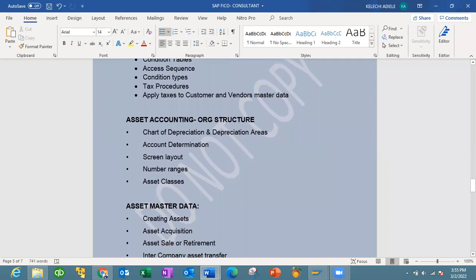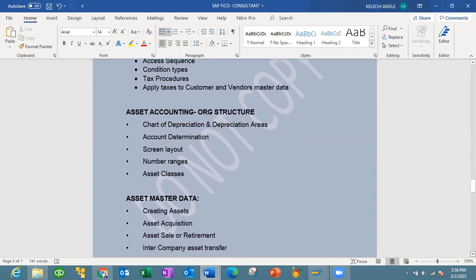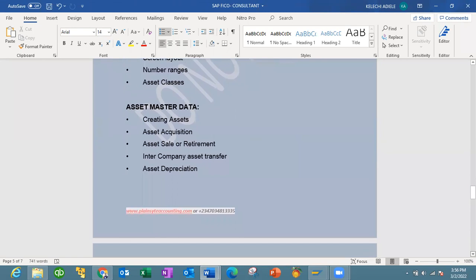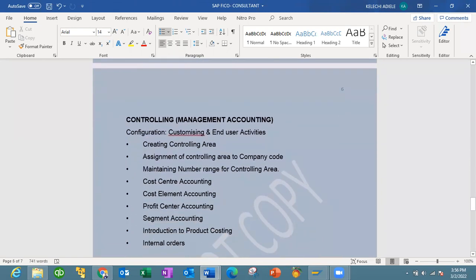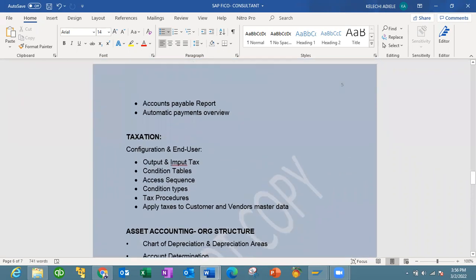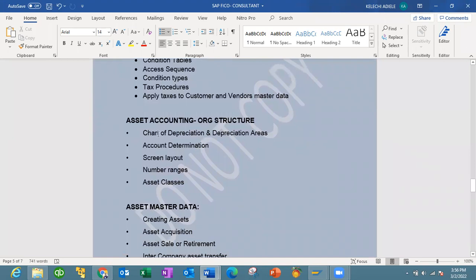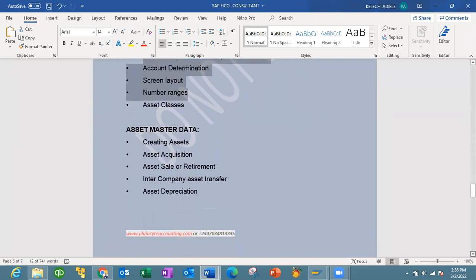Now we have asset accounting, like an org structure. In my certification, asset accounting was the sweetest part. It's just that recently I've not really had a lot of time with it. With SAP, it's a module that the more time you have with it, the more familiar you get. But we'll look at how the company manages their fixed assets, and look at the asset master data.